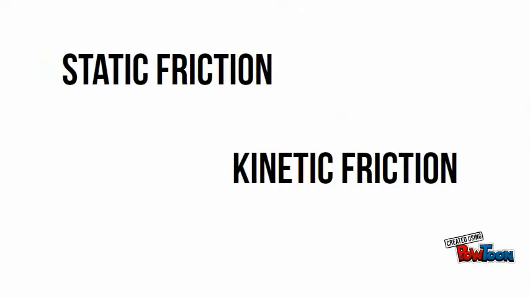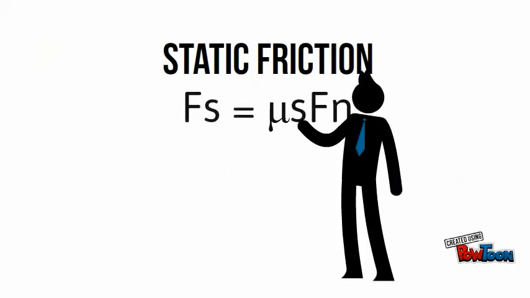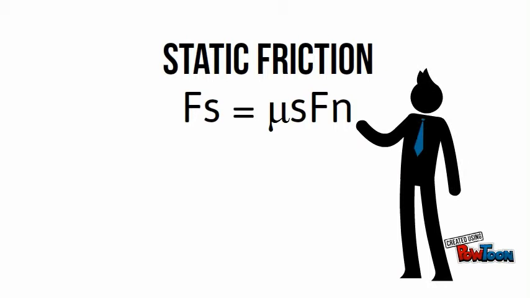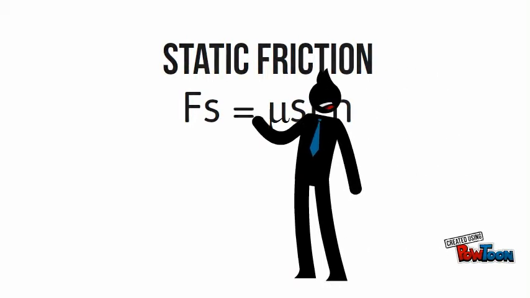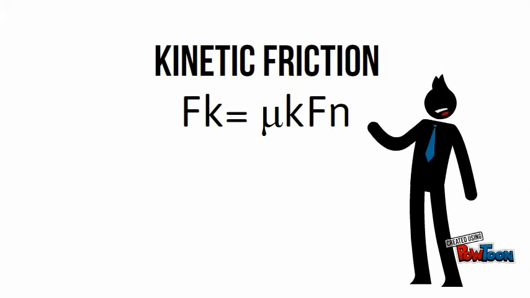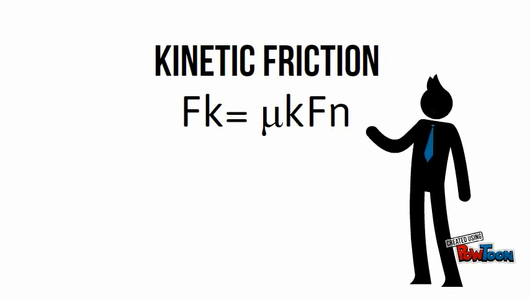Frictional force needed for driving. As my friend Ezra mentioned earlier, there are two types of friction, static and kinetic. Static friction is the one responsible for getting an object to start moving or to come to a stop. The formula for that is Fs equals mu s times Fn. Kinetic friction is the one responsible for keeping an object moving, and the formula for that is Fk equals mu k times Fn.